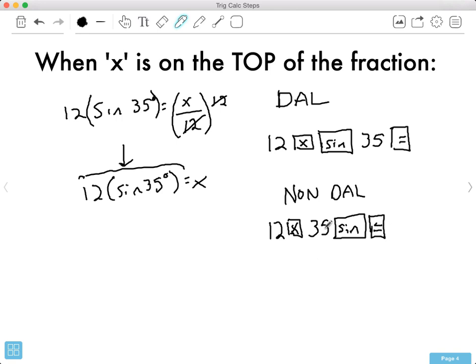If you've tried typing this into your calculator, you should get an answer of 6.8829 and so on. More decimal places than that, which we will round to 6.9 for the purposes of this video. Okay. If you did not get that answer, clear your calculator and try typing in the appropriate line again. If you still don't get the right answer, go back and make sure your calculator is in degree mode.